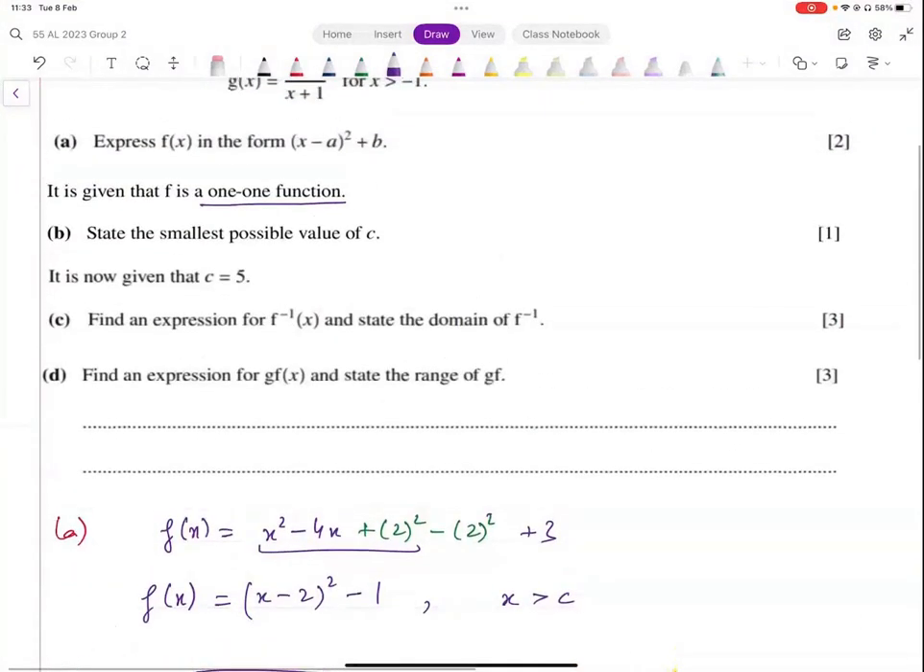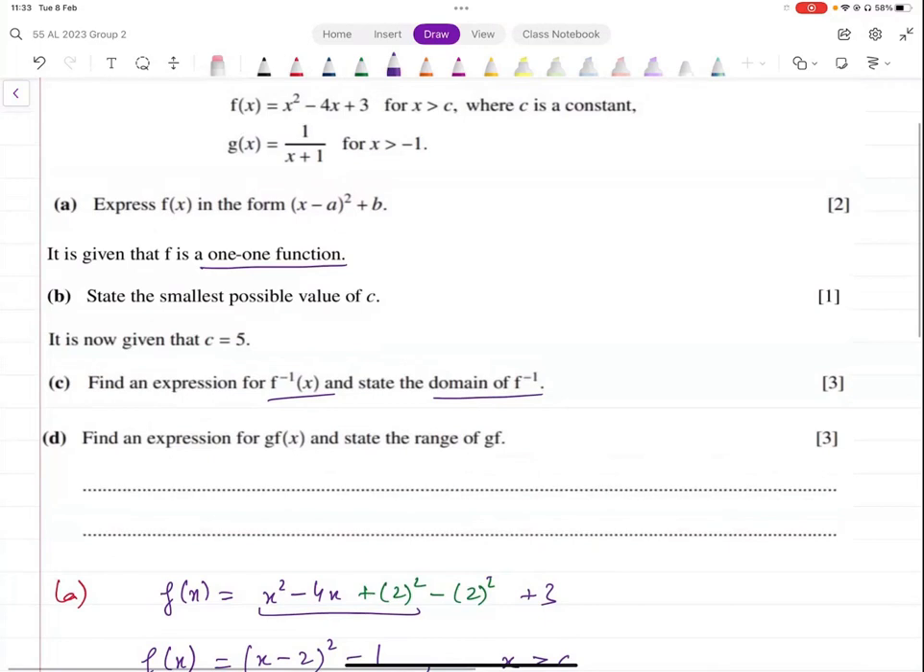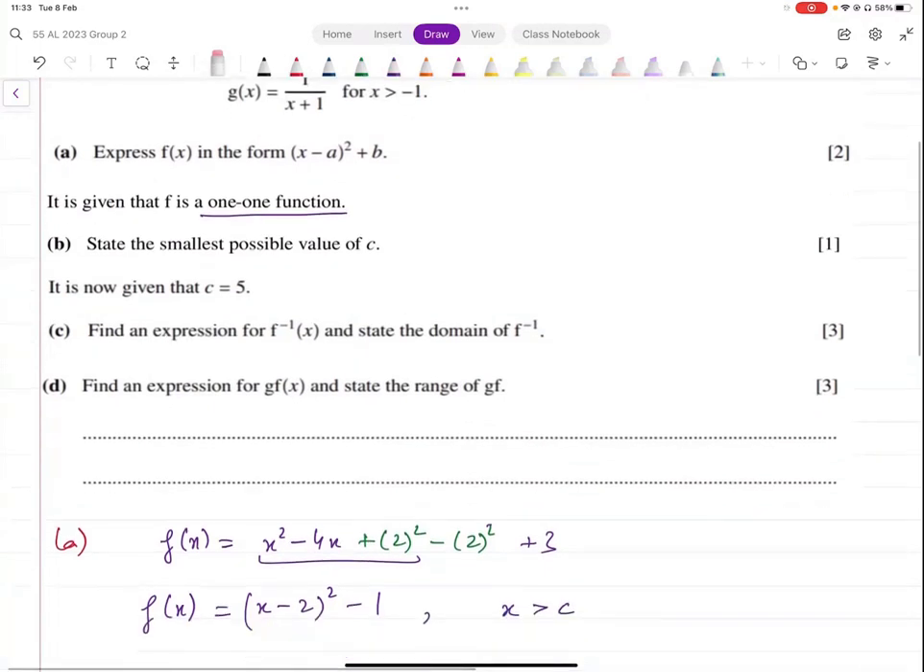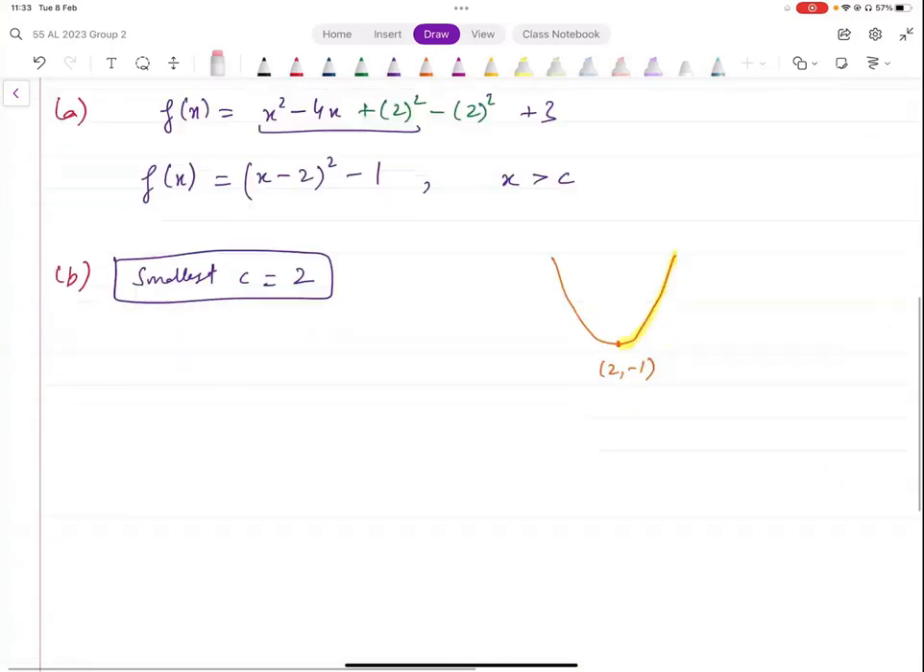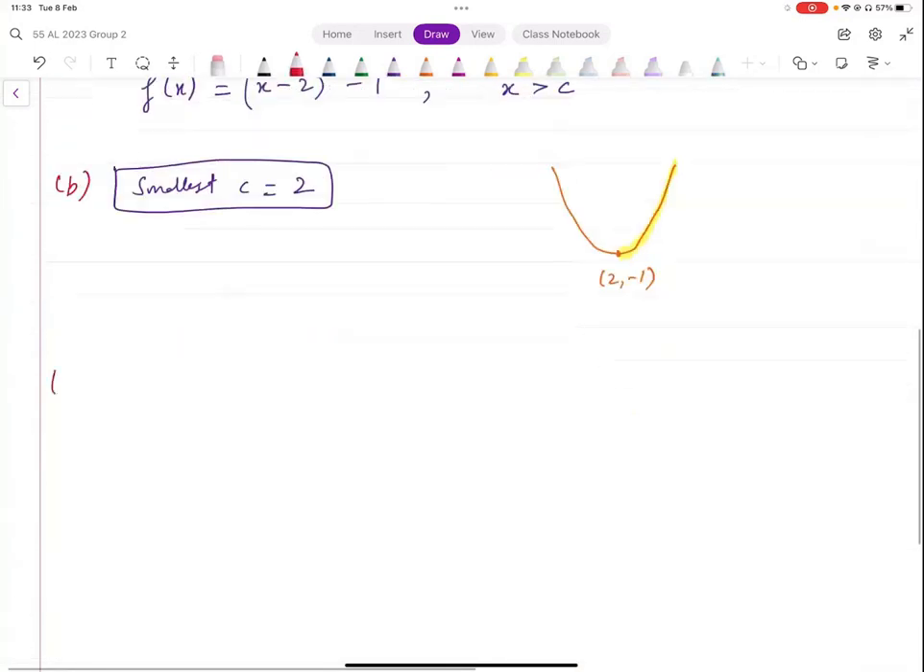Now it says it's given that c equals 5, find an expression for f inverse of x and state the domain of f inverse. We have to find f inverse and state the domain of f inverse. Okay, let's do that. The value of c is given as 5, right? Keep that in mind. Now that's applicable to both parts, part C and also part D. It's applicable to both. Now let's think about it. Part C.